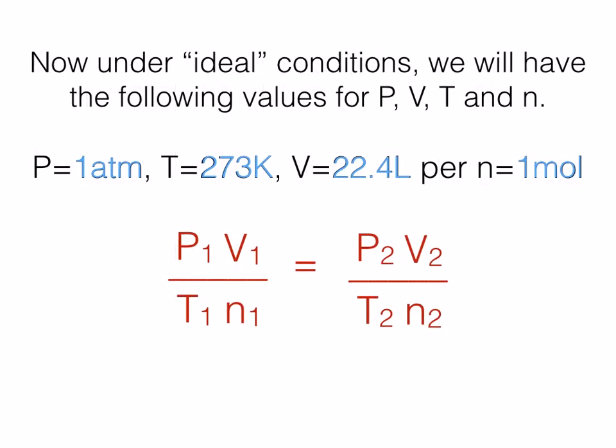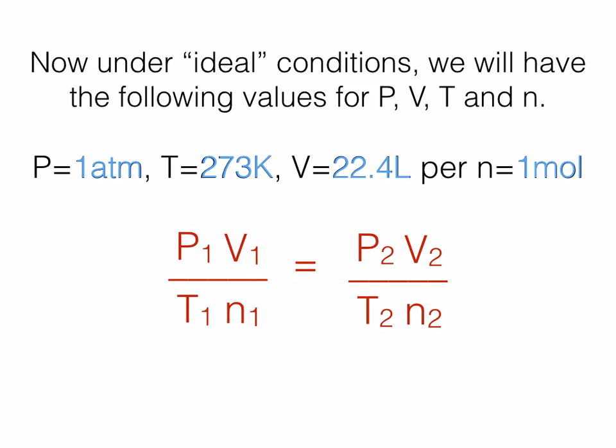When we talk about the pressure, we're referring to 1 atmosphere of pressure. When we talk about temperature, we're referring to 273 Kelvin, which is the standard temperature. And when we're talking about volume under these ideal conditions, we're talking about 22.4 liters. And the number of moles involved is 1 mole. So on the right hand side of the equation, P is equal to 1 atmosphere, T is equal to 273 Kelvin, volume is equal to 22.4 liters, and N is equal to 1 mole.